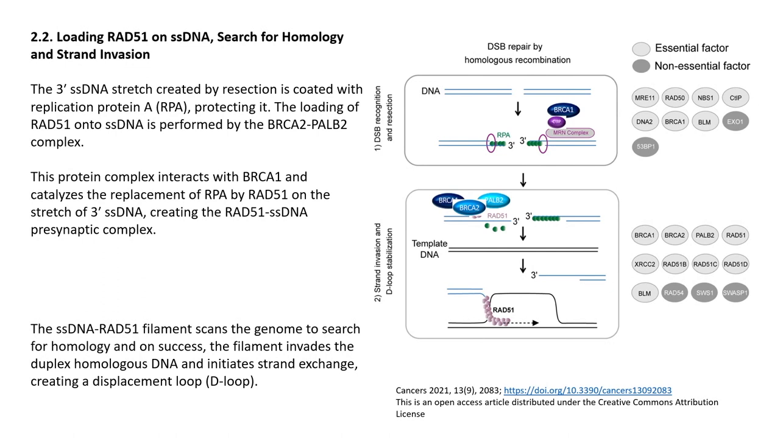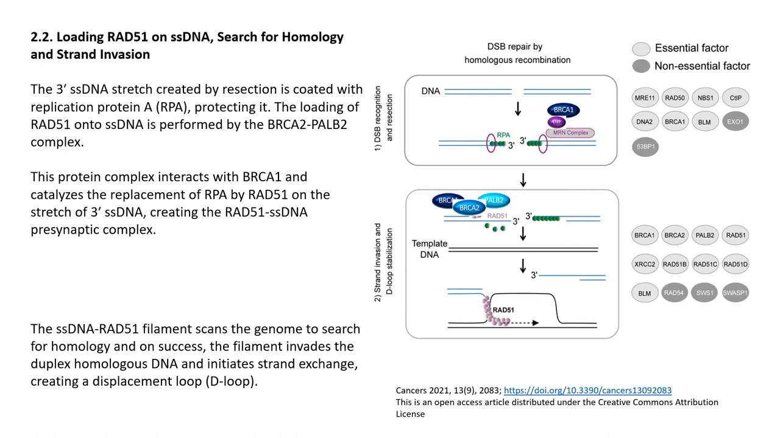The loading of RAD51 on the ssDNA is performed by the BRCA1-PALB2 complex. Okay. So, you have the BRCA2-PALB2 complex over here. This protein complex interacts with BRCA1 and catalyzes the replacement of RPA by RAD51 on the stretch of the 3 prime ssDNA, creating the RAD51 ssDNA presynaptic complex.